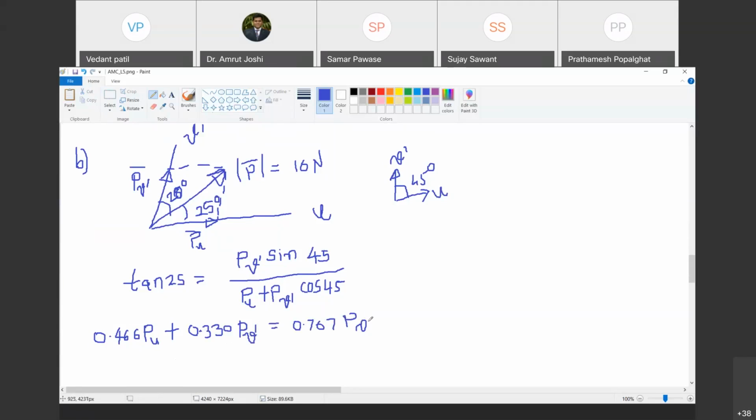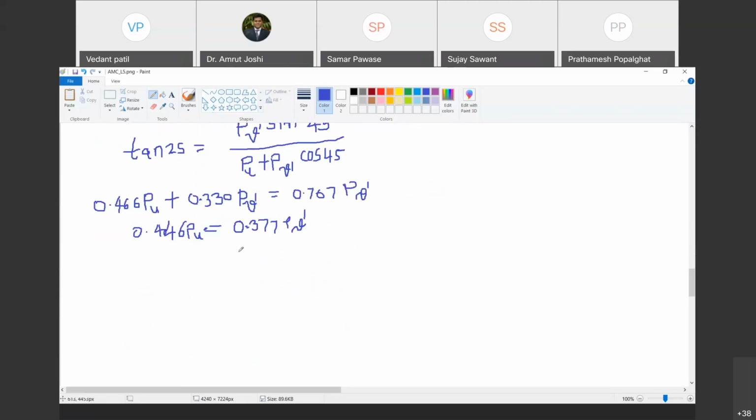This PV dash now needs to be taken on the left hand side. So what do you get? 0.446 PU. Yes sir. Is equal to 0.707 upon 0.707 minus 0.330. So how much does it come? 0.377. So 0.377 PV dash. Do you agree with me? Yes sir.